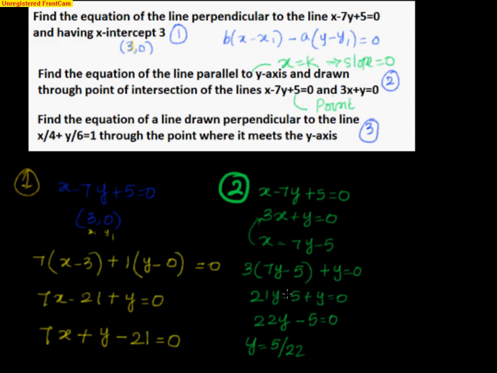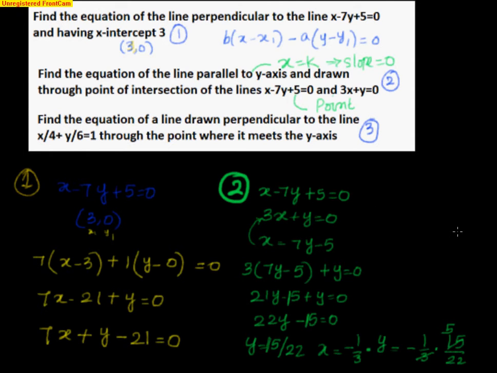Yeah, I was just trying to see where we made the mistake. 22y minus 15 equal to 0, that gives me y equal to 15 by 22. Now what is the value of my x? X is equal to minus 1/3 into y. Y is how much? So minus 1/3 into 15 by 22, that is equal to 5 by 22.